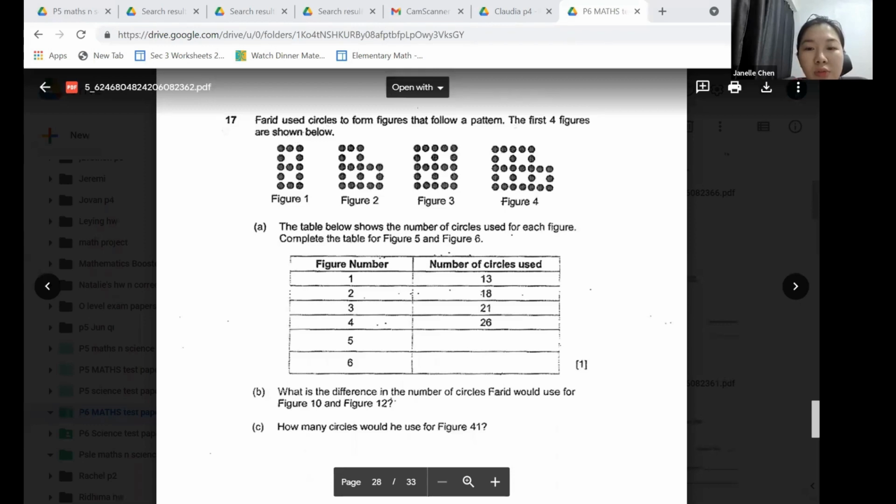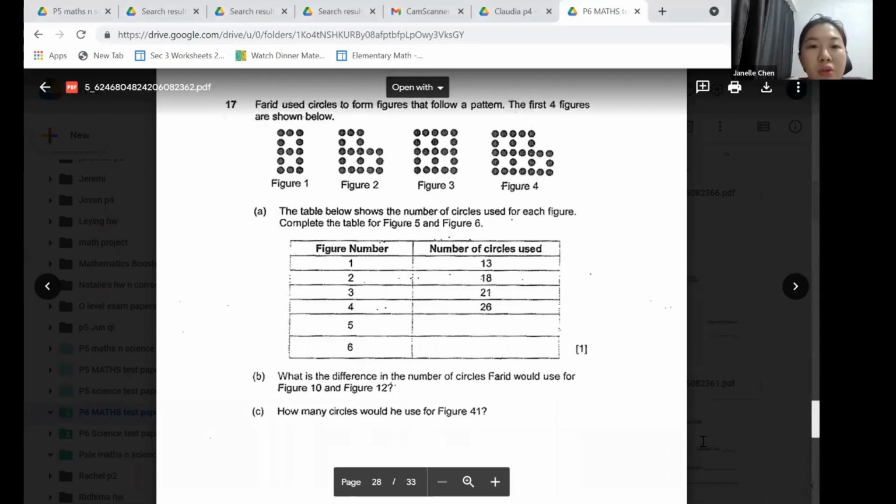This is a 2020 paper from one of the top school exam papers. This is question 17. Let's take a look at the pattern question. The question gave us a few figures. Figure 1 has 13, figure 2 has 18, figure 3 has 21, and figure 4 has 26.